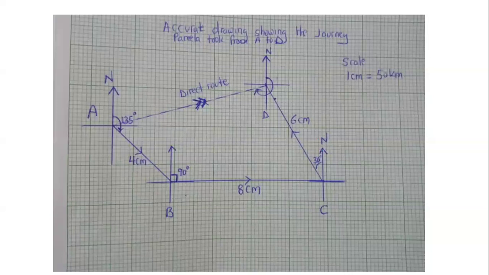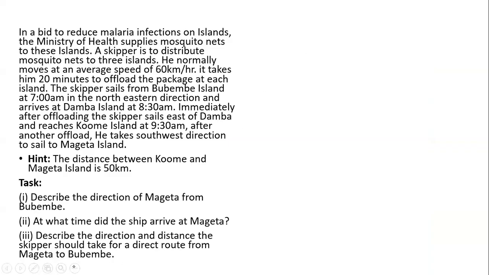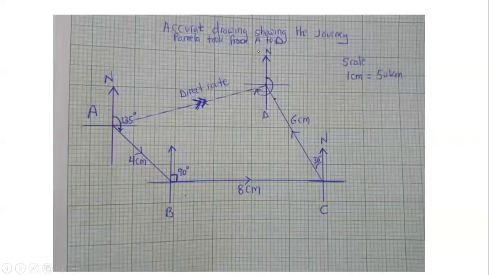Now, officially, we don't indicate speed on our diagrams. Kilometer per hour is speed, so we don't put speed on our diagrams. Okay, good. Like I've told you about the qualities of a good graph, have your title. This is my title: an accurate diagram showing the journey Pamela took from A to D, or you can say an accurate diagram showing Pamela's journey from A to D.